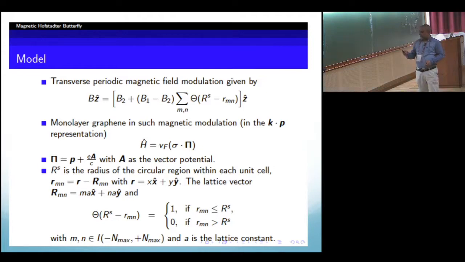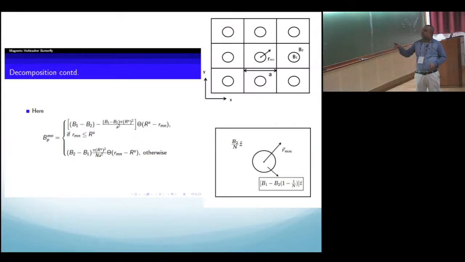Okay, so now our job is very simple. You do some very straightforward algebra. This is essentially the corresponding magnetic modulation which we consider, and I'll just show you what it actually gives. It is something very simple. This is actually your typical magnetic field profile.